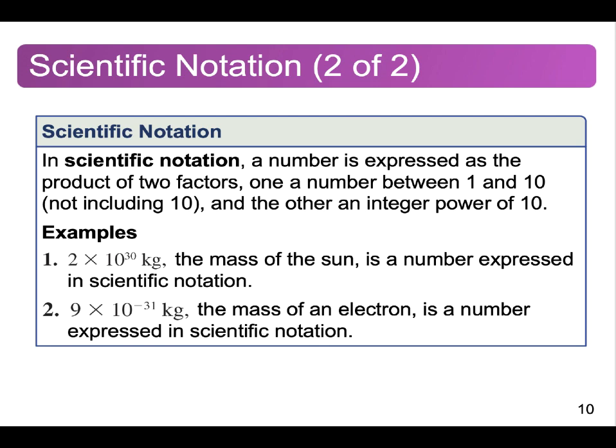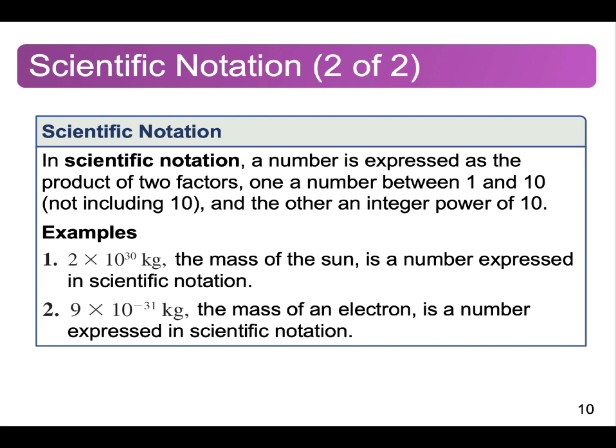So scientific notation is a number that's expressed as the product of two factors. The first one is going to be a number that has to be between 1 and 10. Now you can't have 10; you can have up to 10, but not including 10. And then the other is going to be an integer power of 10. So for example, 2 times 10 to the 30 kilograms, that's the mass of the sun. That's a huge number. Written in scientific notation, it's a lot more manageable to look at. Would you like to see 2 with 30 zeros afterwards? Probably not. So scientific notation gives us a simpler way to write a really big number.